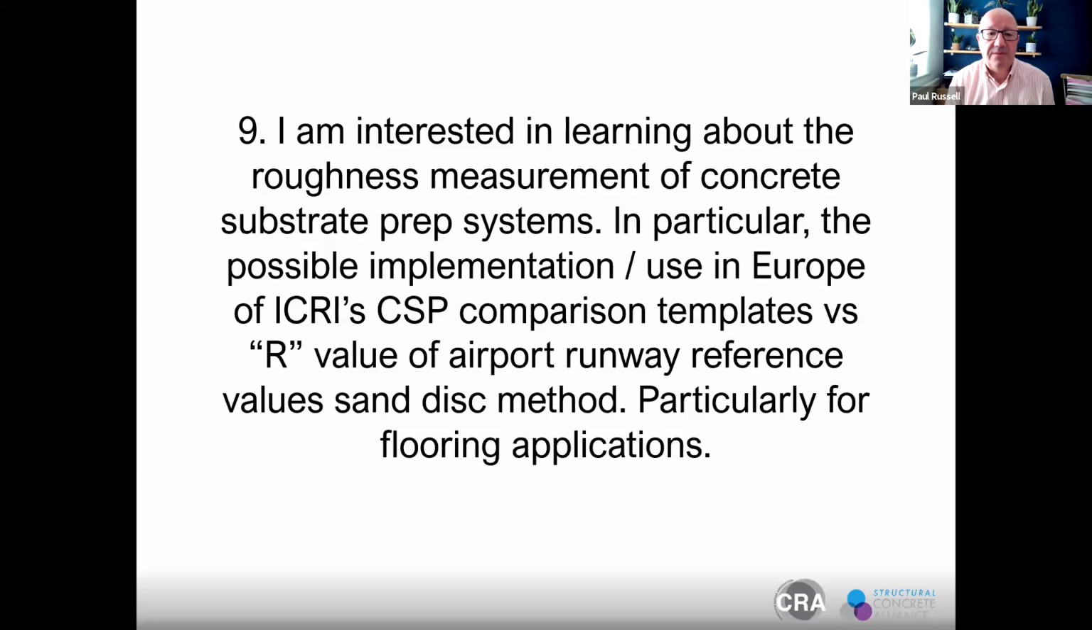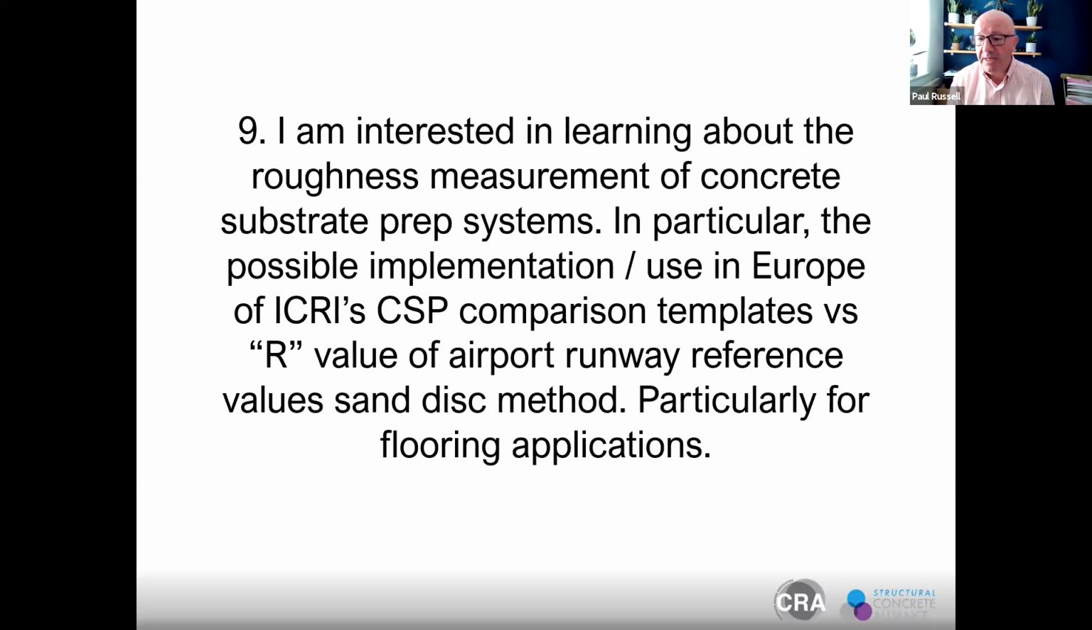This is a question from one of those in attendance today. I'm interested in learning about the roughness measurement of concrete substrate preparation systems, in particular the possible implementation or use in Europe of the ICRI's CSP, which stands for Concrete Surface Profile comparison templates, versus the R values of airport runway reference values using the sand disk method, particularly for flooring applications.